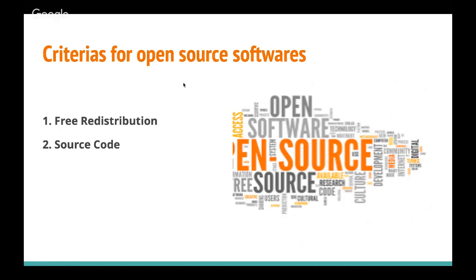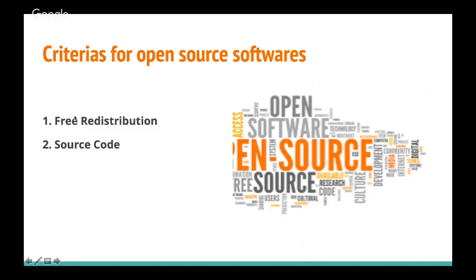Bruce Perens gives the definition of open source. Open source doesn't just mean access to the source code. The distribution terms of open source software must comply with the following criteria.